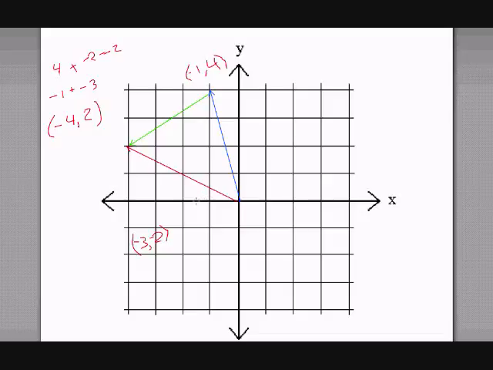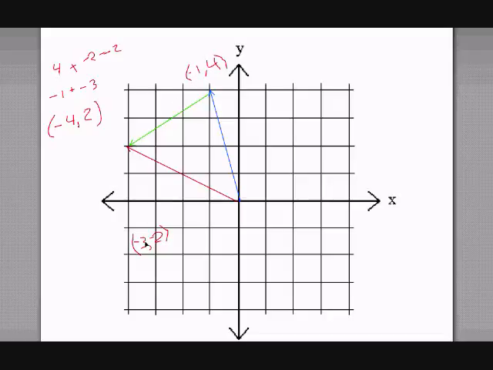So that is adding vectors by their coordinates. If you take the coordinates that represent the end of each vector, the x-coordinate and the y-coordinate, and you have two vectors you're adding together, say this blue one and this green one, you can then find the resultant, this red one, by simply adding up the coordinates.